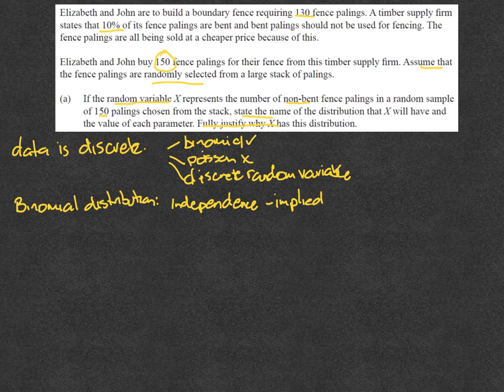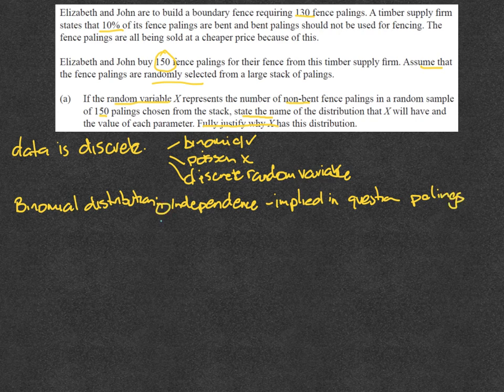given. And the implication here is that we assume that the fence palings are randomly selected from a large stack of palings, and each paling is kind of independent of one another. So buying one paling shouldn't really affect you buying another paling. So you could imply it in the question to do with the palings themselves. So not a lot you can really talk about in terms of that one.